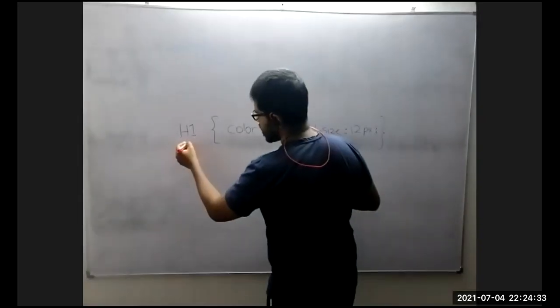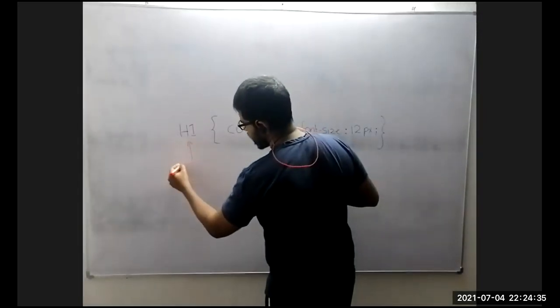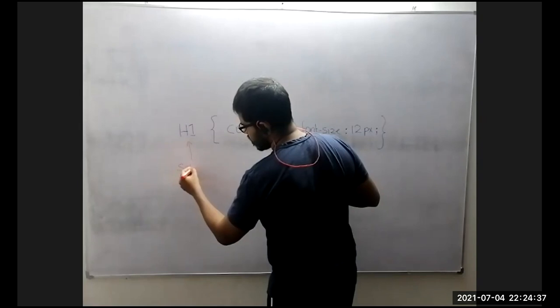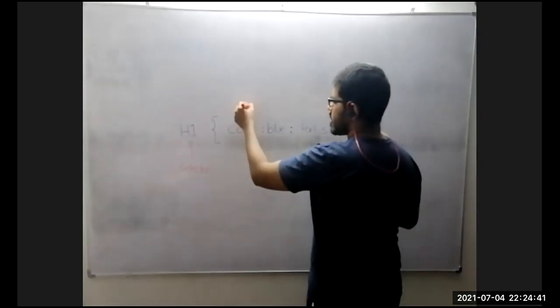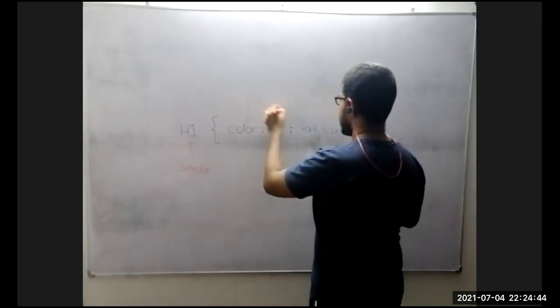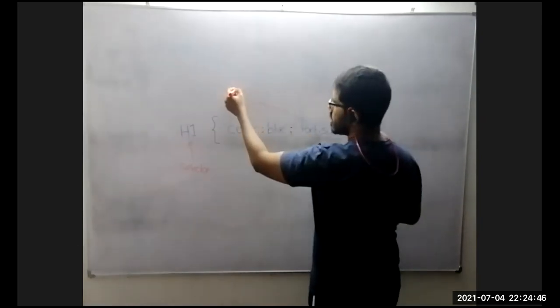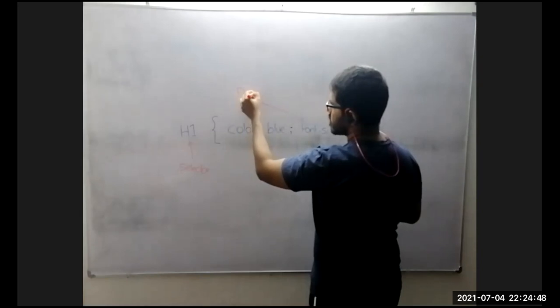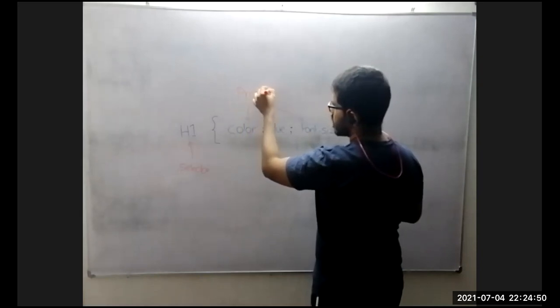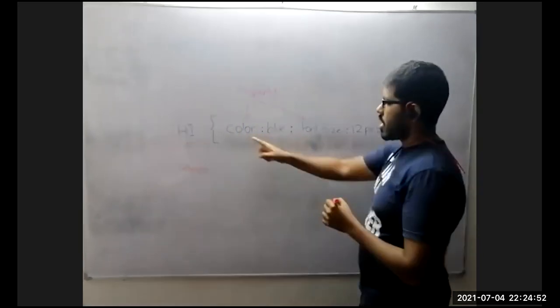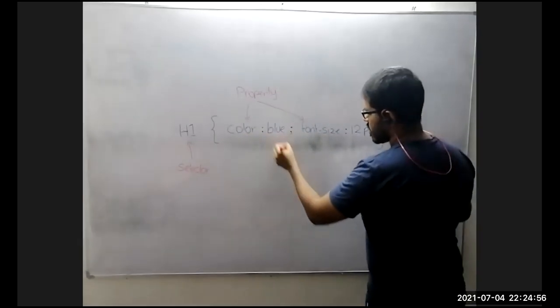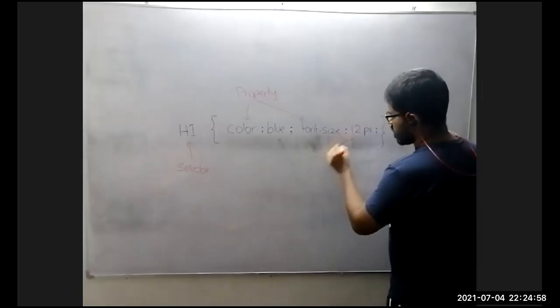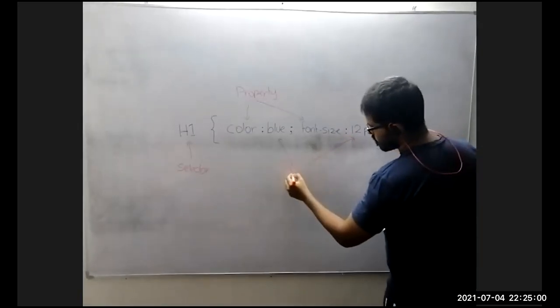This is going to be the selector, we call it. Selector, to which part you are going to do the change. Selector. And these are going to be called the properties. Property. Color is a property. Font size is a property. And the value I'm giving to each property, we just call this value.